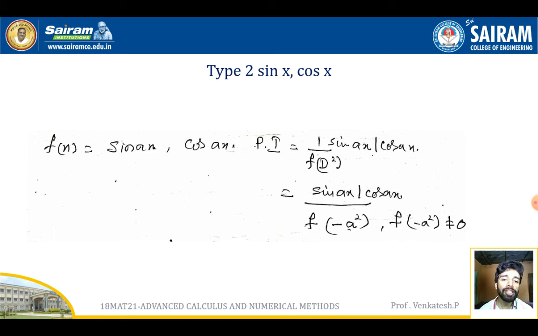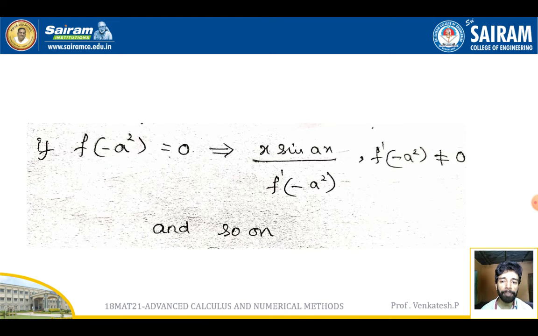So the first step is to replace all the D square terms by minus a square. This a is given by the coefficient of x in the trigonometric functions sin ax as well as cos ax. We replace D square terms by minus a square with the condition that f of minus a square should not be equal to 0. Suppose after replacing D square by minus a square, I got the denominator equal to 0, what should we do? Same as the previous problem, we have to differentiate the denominator with respect to D and multiply x for the numerator.